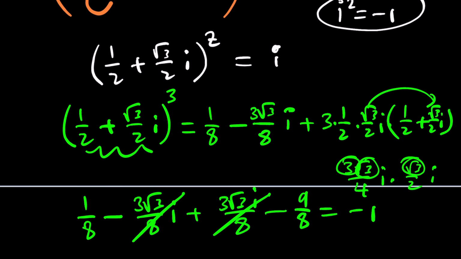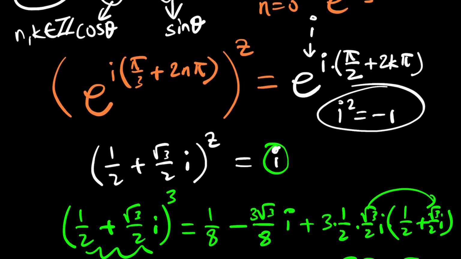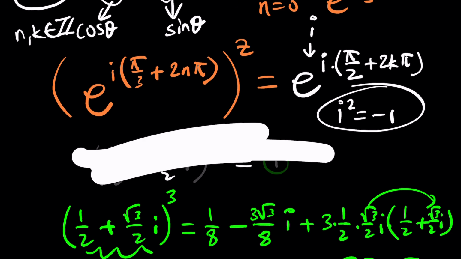Does that help at all though? Maybe. You can just cube both sides. i cubed is -i. And from there, you still have to do a lot of work. So this is probably the safest way to do it, I would say. Let's go back and try to go from here.